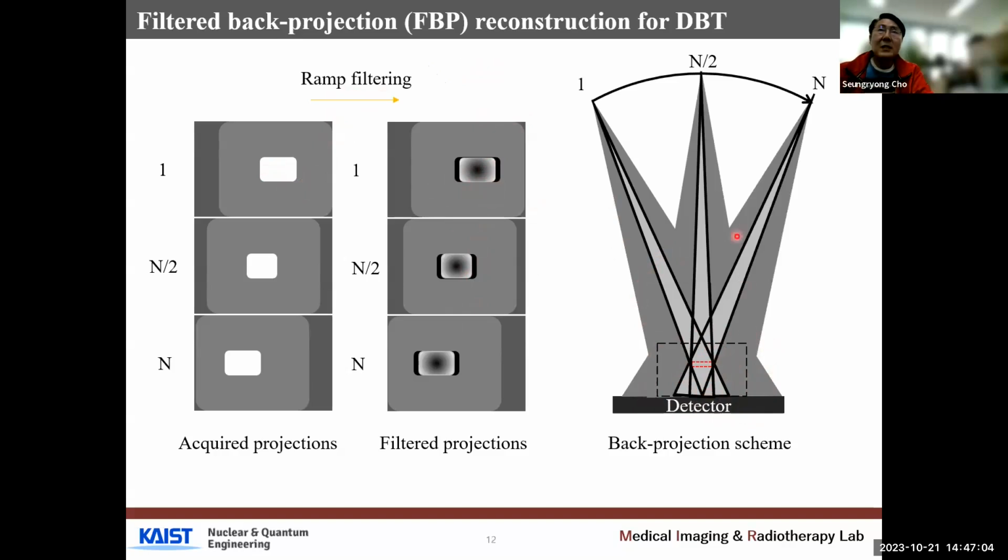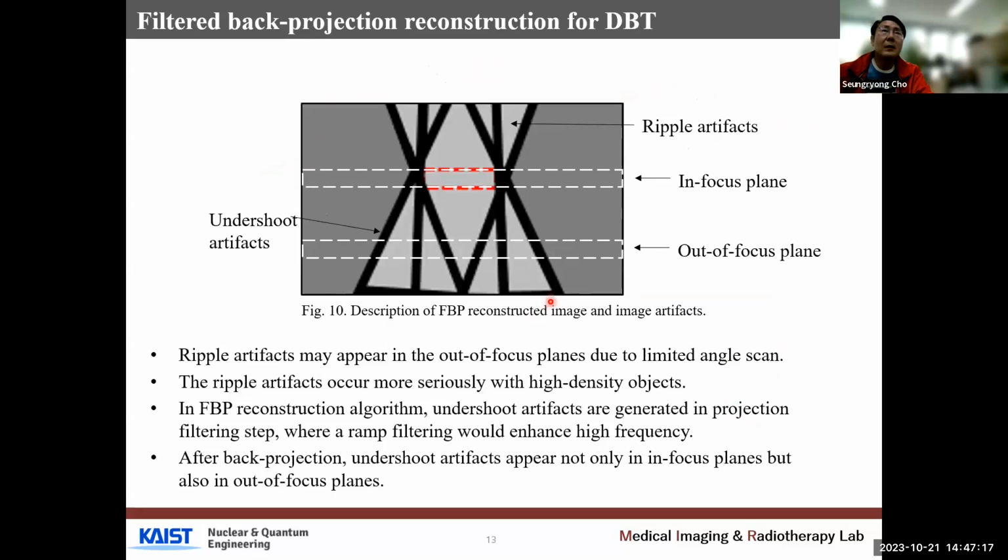But obviously you can see, due to the limited angle scan nature of the DBT, the back projected images are blurred everywhere, not only in the focused plane, but also off focal planes. So that is the problem indeed. What we want to see is clear structure information here in the in-focus plane.